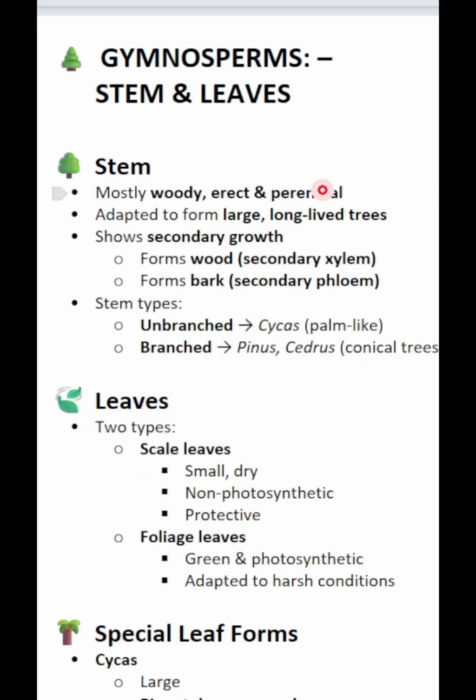Let's start the next video, a short last minute revision video. We have already discussed root. Now today we are going to discuss stem and leaves.